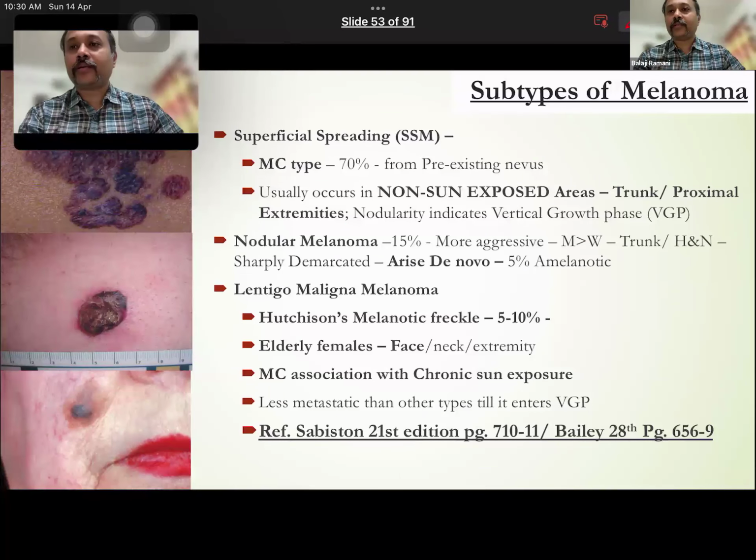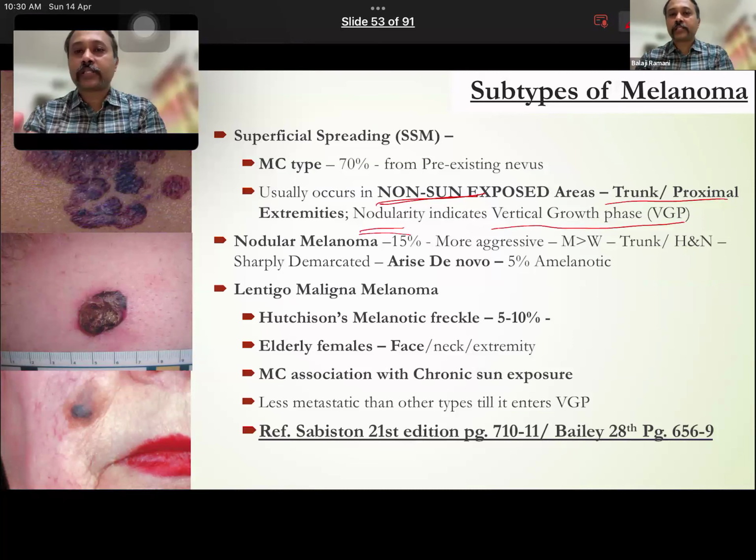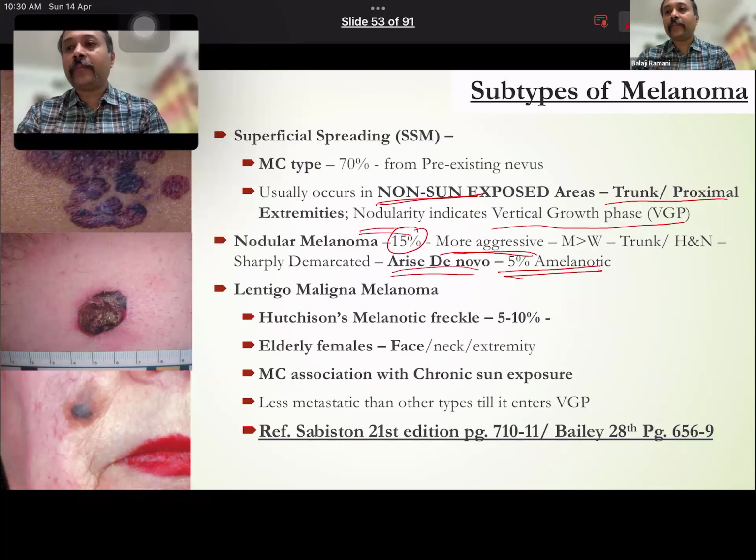Okay, so superficial spreading occurs in non-sun-exposed areas, trunk and proximal extremities. Nodularity happens with the vertical growth phase. This is a classical nodular melanoma, which is the second most common type, probably around 15% of cases. This is more aggressive and they arise de novo. They do not have a radial growth phase. They do not arise from a mole. They straight away arise de novo. And 5% of these can be amelanotic.